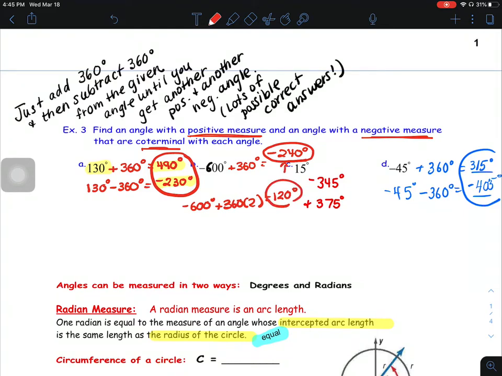Okay, here are 2 possibilities. There are like lots of possible correct answers for these guys. You just want to keep adding 360 or keep subtracting 360 until you get one answer that's positive and one answer that's negative. Okay, so these are not the only answers to these, but this one was already done for us, and so was the other one there.